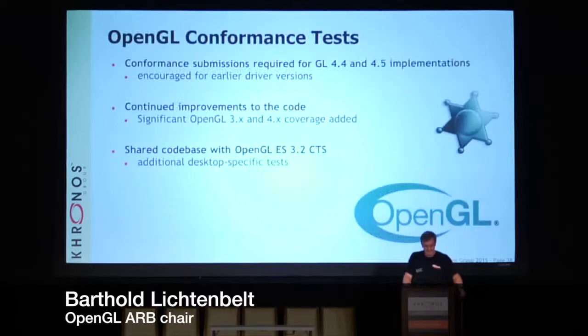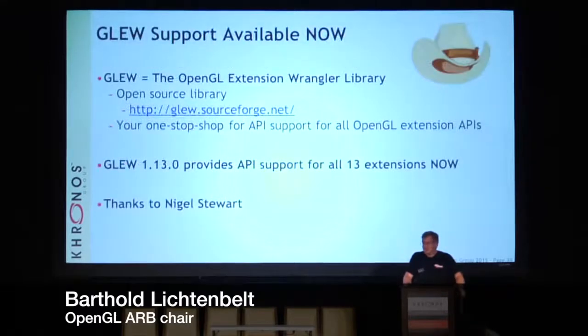Okay. Next thing, conformance testing for OpenGL. We announced the conformance suite last year, and over the last year, we have made continuous progress. So we've added many more tests for both OpenGL 3 and 4 functionality. So the bar is being set higher and higher for OpenGL implementations continuously, and this is an ongoing thing. And then the last slide here on the ecosystem news, GLEW, been around for a long time, has updated already to the 13 new ARB extensions, so you can start wrangling today if you want to.